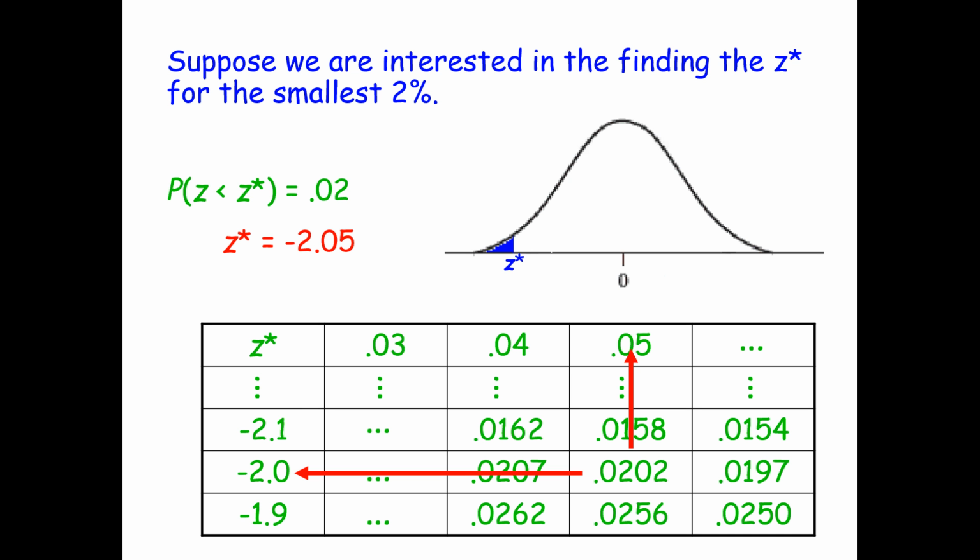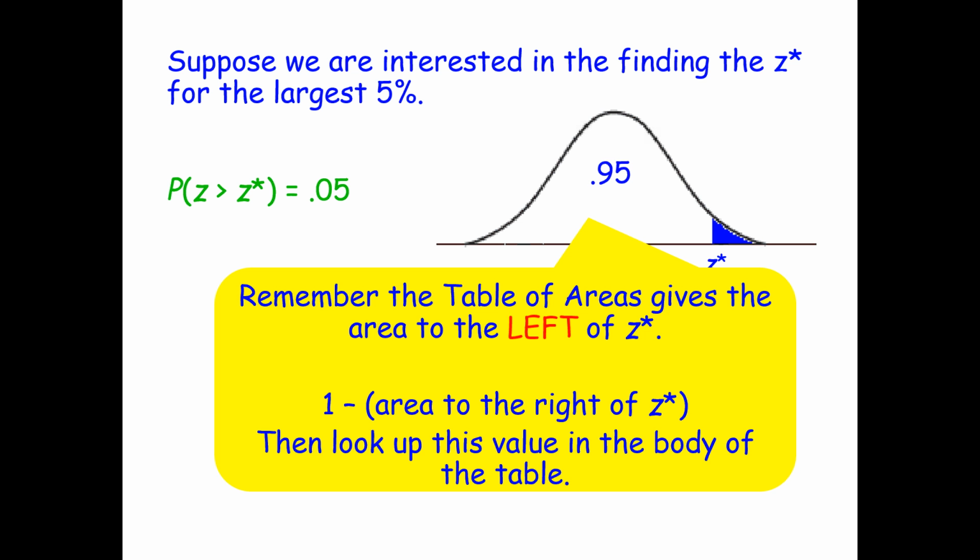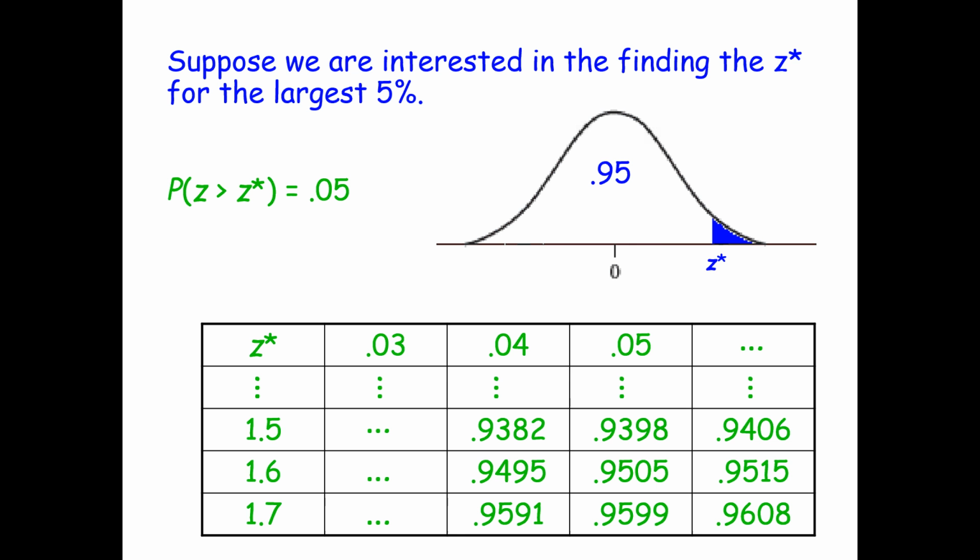So what if we suppose that we're looking for something on the right side of the tail? So suppose we're interested in finding the z star for the largest 5%. So here, our z star is what we're looking for, and we know that that probability is 0.05. Now remember that the table of area gives the area to the left of z star. So we actually want to take 1 minus the area to the right of z star, and then look up this value in the body of the table. So 1 minus 0.05 gives us 0.95, and that's the value we're looking for.